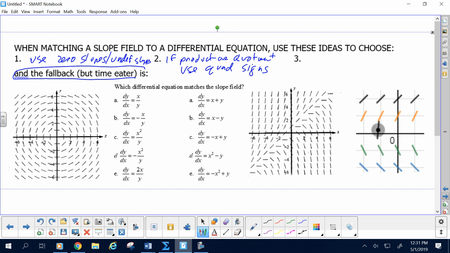At any rate, point by point is amateur hour. That's a time meter. You want to use that as a last gasp kind of thing, okay? All right. So, for example, if I said, which one of these equations makes this slope field, give that a thought for just 1 second.